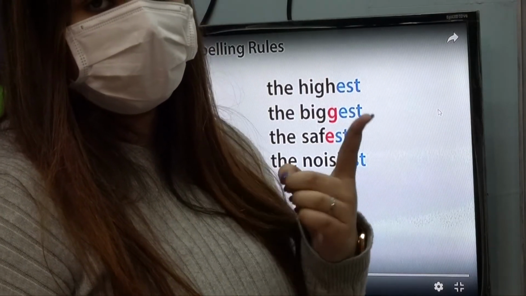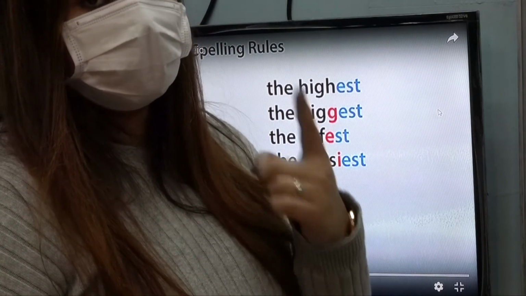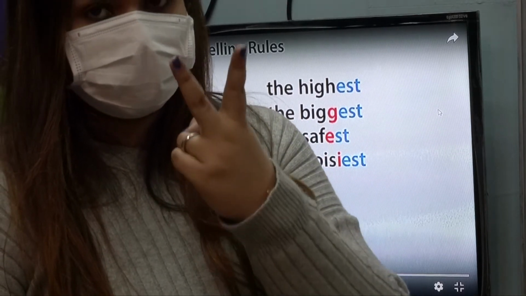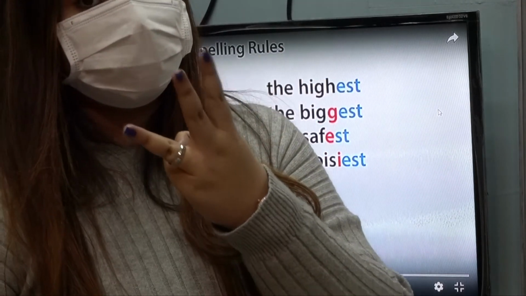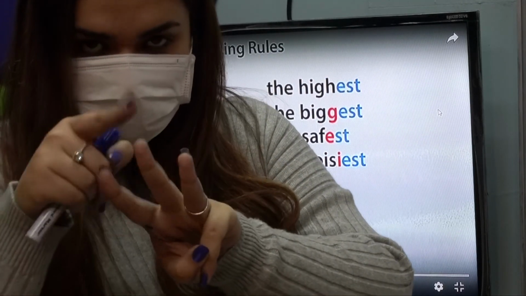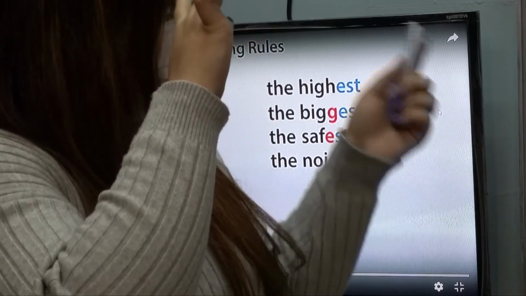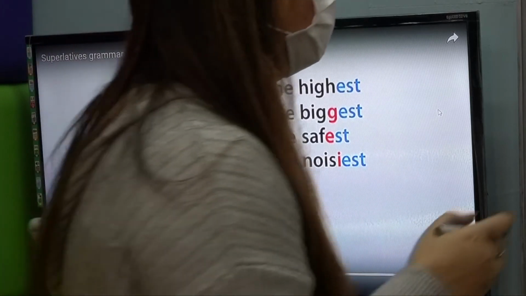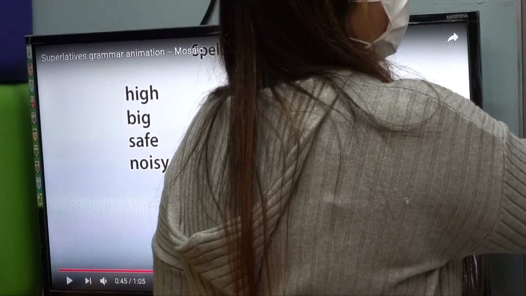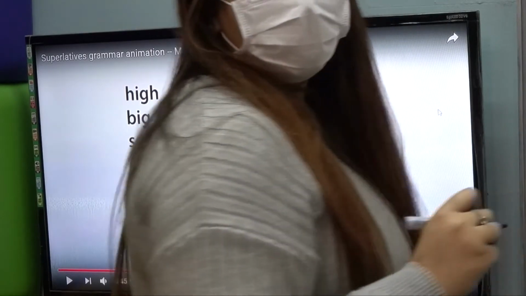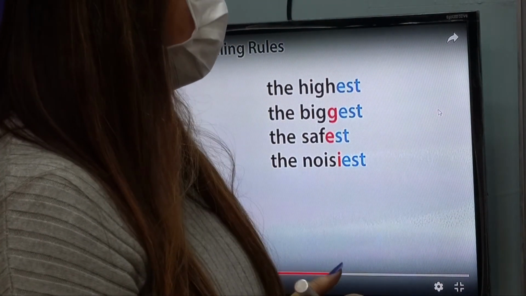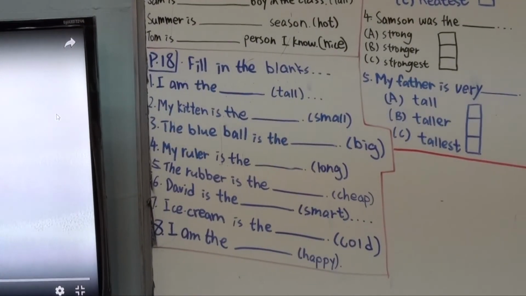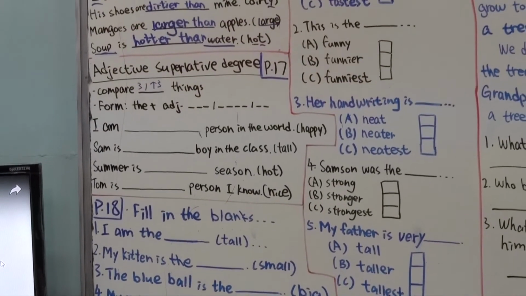It says snail number 1 is slow. Snail number 2 is slower. Snail number 3 is the slowest. So how many snails were there? 3, right? So basically in superlative, we compared 3 things or more than 3 things, okay? 3 or more than 3, okay? Now, what is the form of it? Snail number 3 is the slowest.